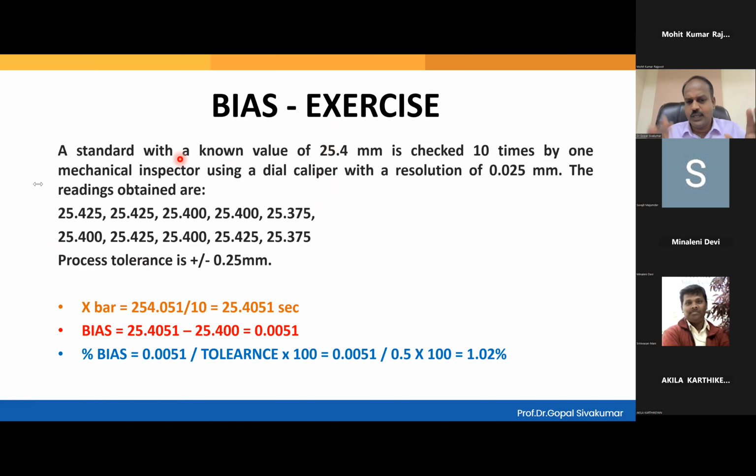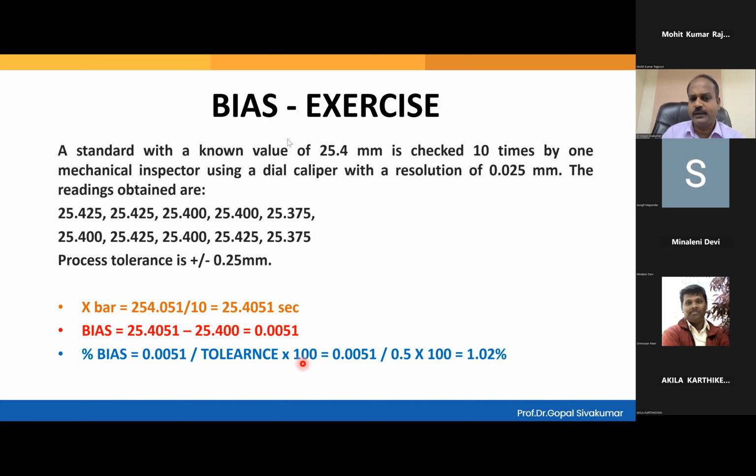And the limits: there will always be limits for everything, a lower limit and an upper limit. The limits are plus or minus 0.25. The variation has to be within how much? Plus or minus 0.25. But now I want to measure the bias. So I calculate the average of the readings. The average of the 10 readings is 25.4051. And the difference between the average of the measured values and the true value is how much? 0.0051. This 0.0051 is known as the bias.